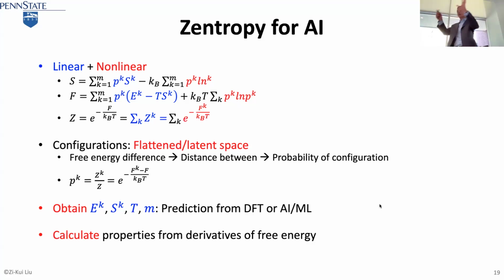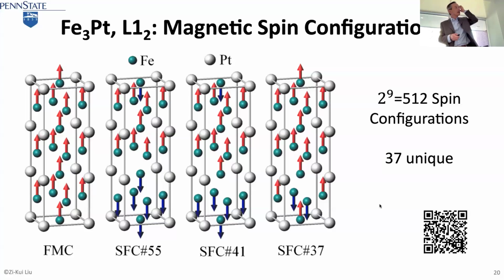So let me see, if we have a set of data, we can learn this instead of just the PK, we can learn what's behind the PK. Okay? And then you can calculate the properties. That's what you measure. Okay? So that's my Zentropy for AI. Of course, we have a lot of examples. I just give one example.